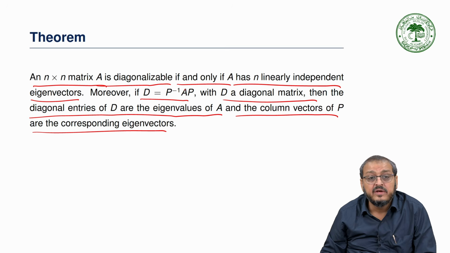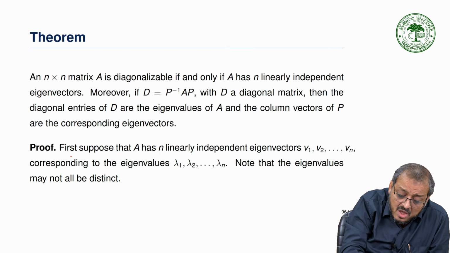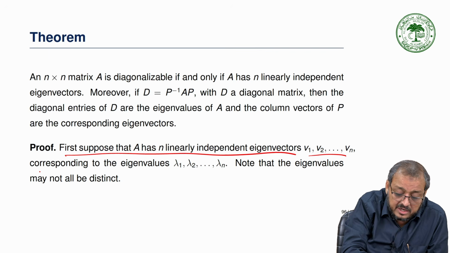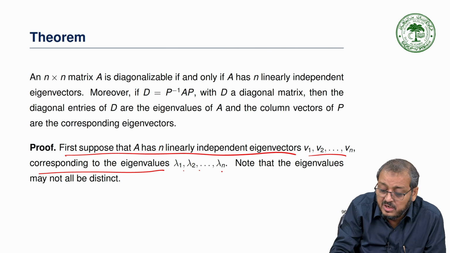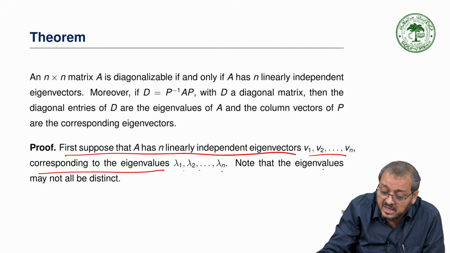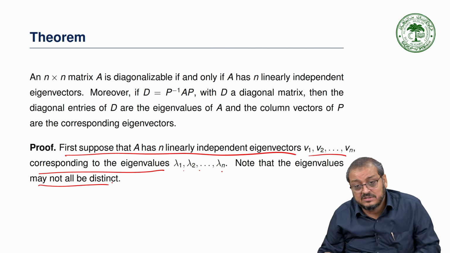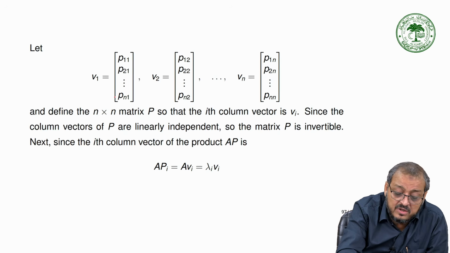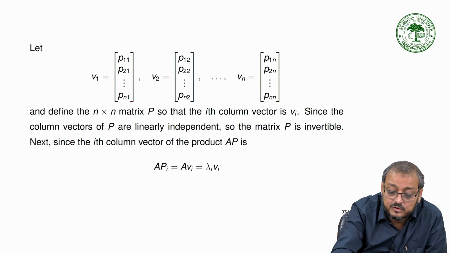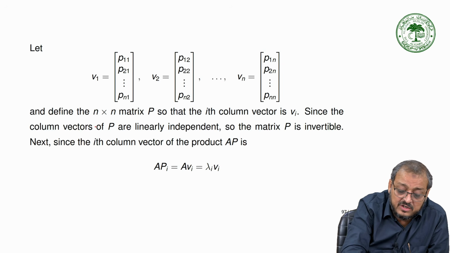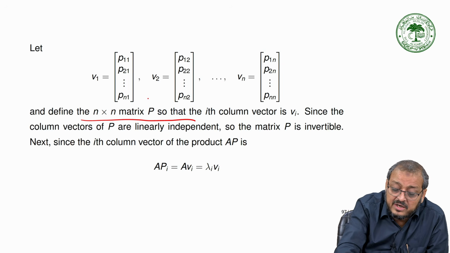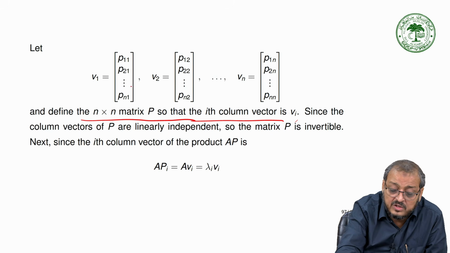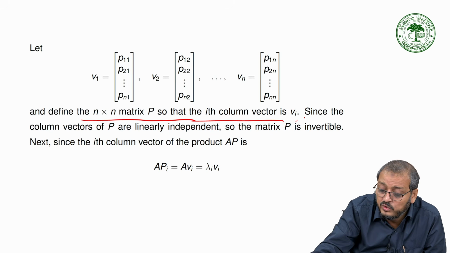Now we have to just sketch the proof of this. First, suppose that A has n linearly independent eigenvectors v1, v2, ..., vn, and corresponding eigenvalues lambda 1, lambda 2, ..., lambda n. Note that these eigenvalues may not be distinct. We define the n by n matrix P whose ith column corresponds to vi, so v1, v2, and so on.